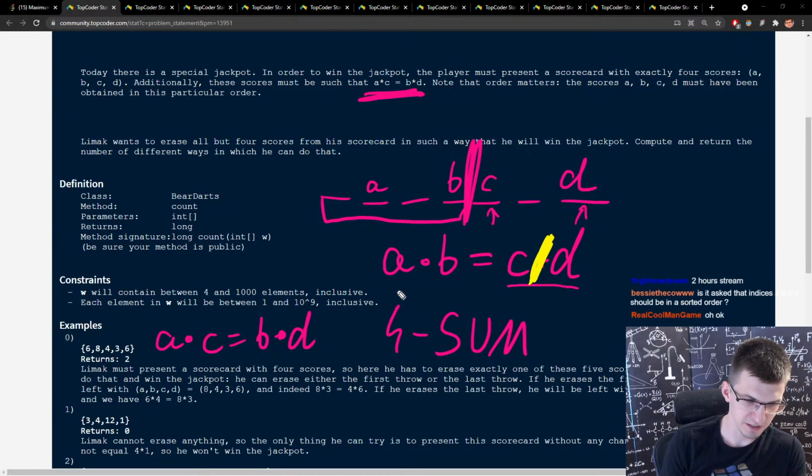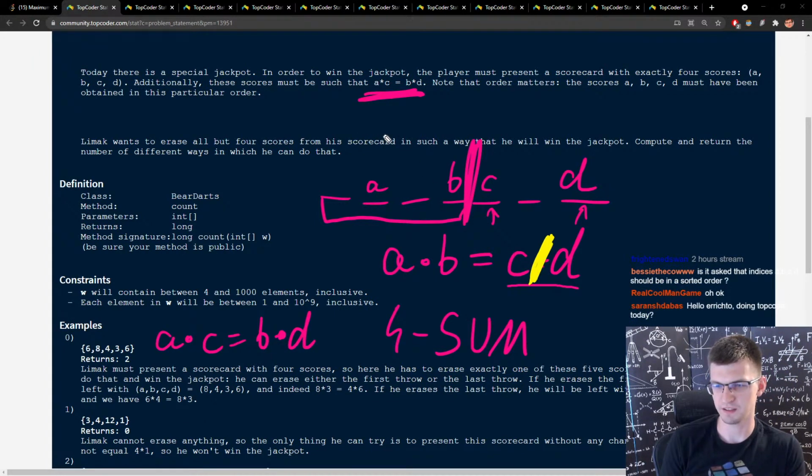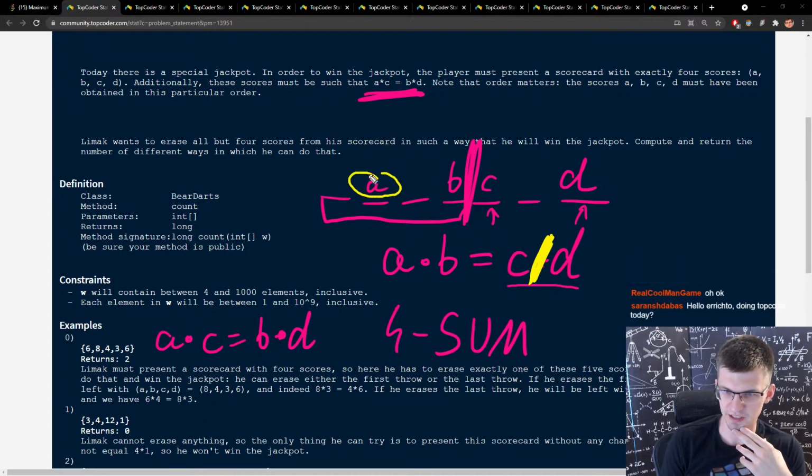Is it asked that indices A, B, C, D should be in sorted order? It is in this problem. In this problem we say A times C is equal to B times D. And it makes things more complicated.